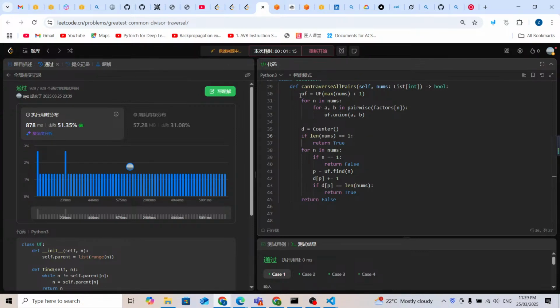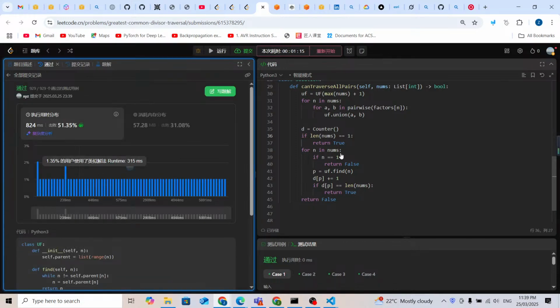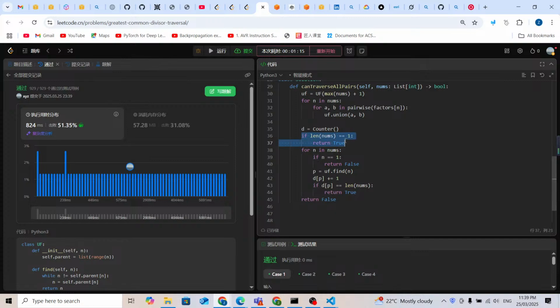I still don't understand. I think, yeah, as you can see, it works. So if the length of the nums equals 1, definitely it's going to be true, because there's only one node, so it's going to be connected. Yeah, so this is very strange. We have to use this case, even though it is not mentioned. But if the length of the nums is 1, definitely it's going to be true.